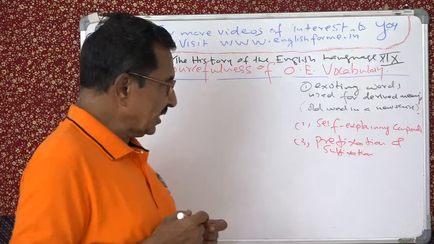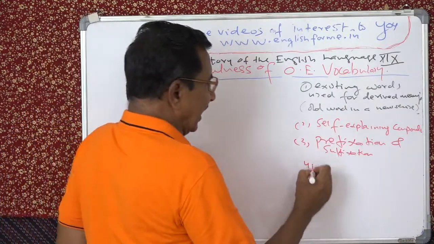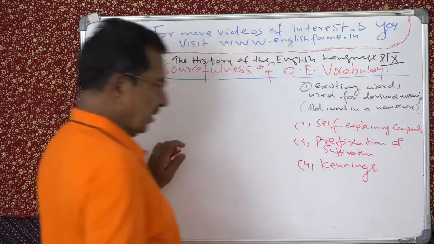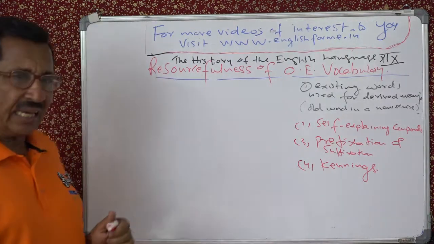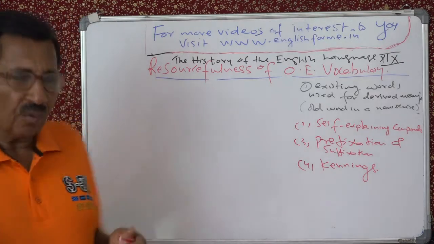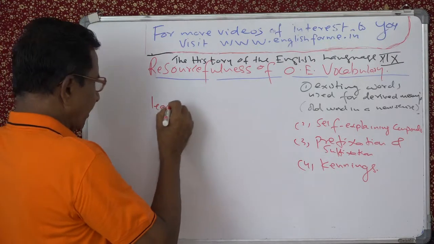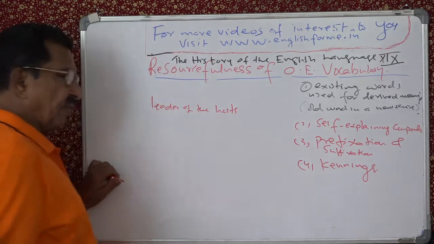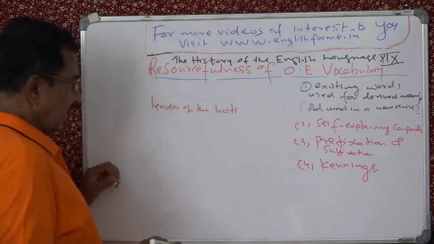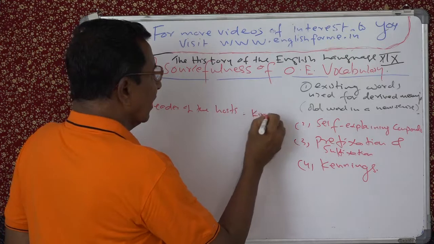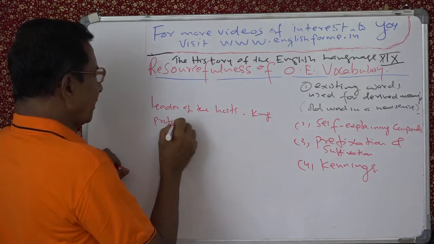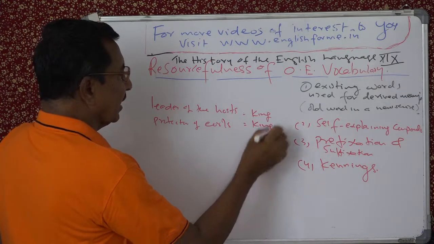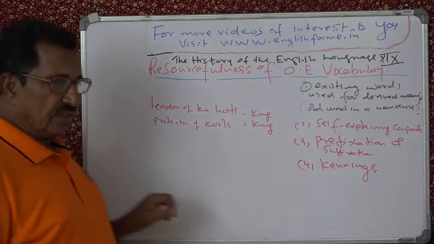So like that. Now there is a name for it: use of kennings. I will give you an example, then you will understand it much better. Instead of saying king, you can say leader of the house. If you find kennings, you will find plenty in Beowulf. And leader of host is king. Protector of earls means king. Instead of saying king, you can say like that.